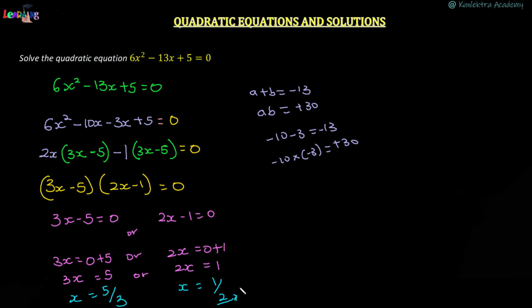Now we get our possible value for x. What are those possible values for x? The possible value for x is what? 5 over 3 or 1 over 2. Now you have solved this quadratic equation. I believe you understand. Let me solve another example.